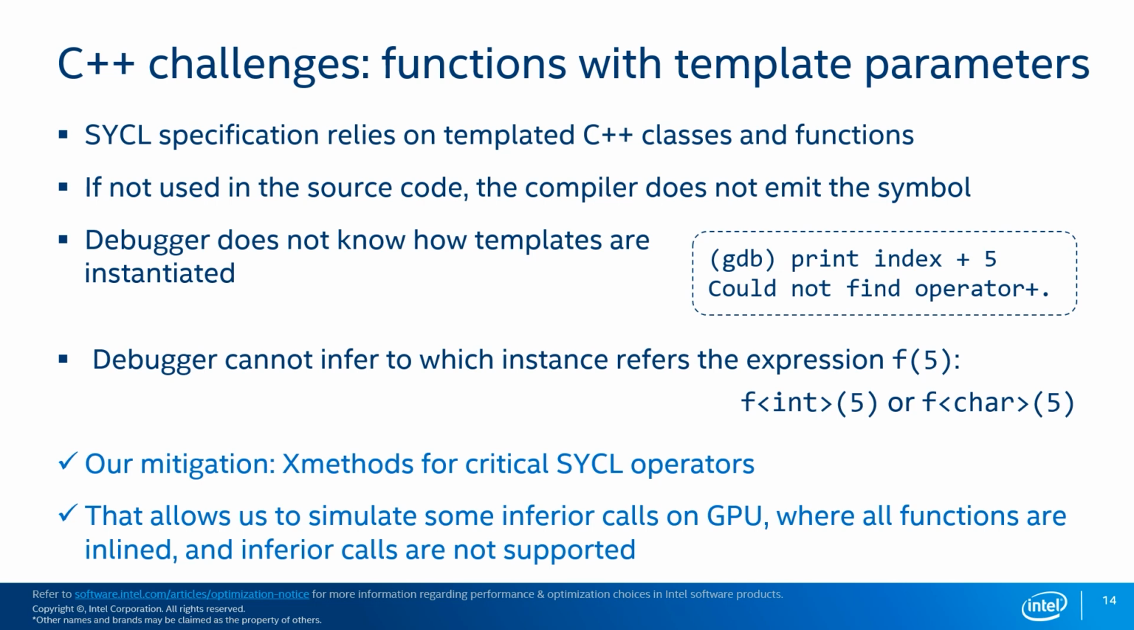This issue could have been addressed with explicit template instantiation. For example, we could include an additional header file in the user program. However, when several instances of a function are available, the debugger cannot infer which instance of the templated function should be referred to. We mitigated this with the xMethod Python API. It is similar to how GDB handles C++ containers from the standard template library. We defined several critical SYCL operators in Python. This also allowed us to improve the user experience while debugging on GPU, where we don't have any inferior calls as all functions are inlined.